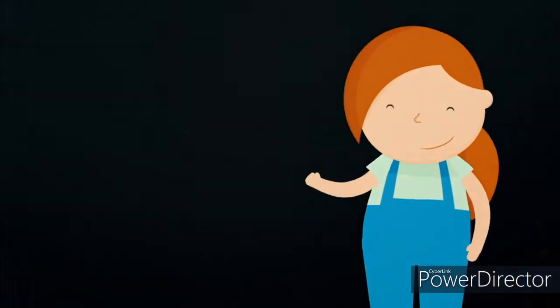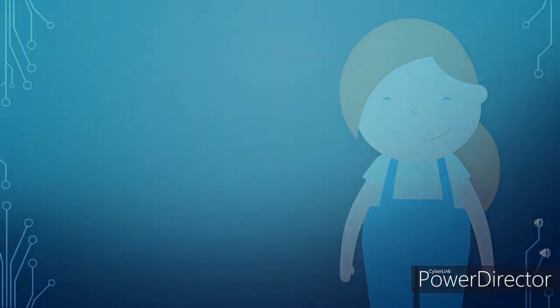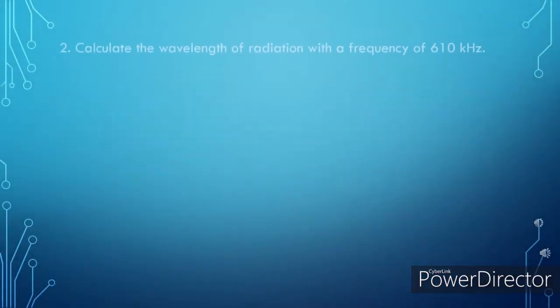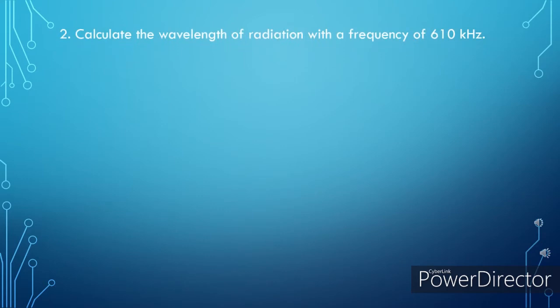Now let's have sample problem number 2. Calculate the wavelength of radiation with a frequency of 610 kHz. Note that 1 kHz is equal to 1000 Hz. In the problem, we are going to identify the following. First, the given. We have wave speed or the speed of light, which is constant, that is equal to 3 times 10 raised to 8 meters per second.